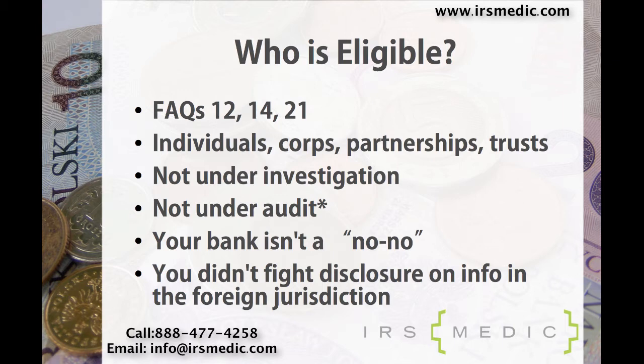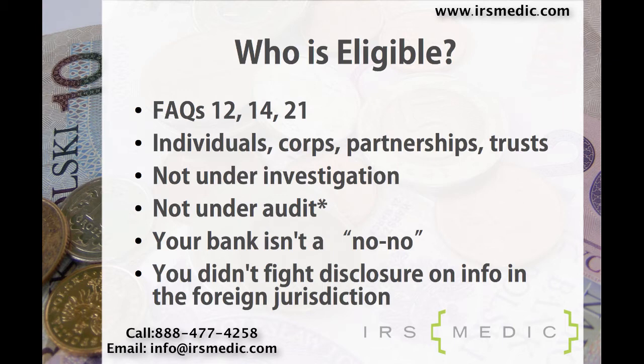Now, as you notice, I have an asterisk there. The reason is because we have a case pending where the individual was under audit, but he was not under audit for his offshore accounts. He was under audit for some domestic income, self-employment income, and he just happened to have offshore accounts as well. So that is a case where the FAQ doesn't tell you that, but that's something where you might be able to get into the Offshore Voluntary Disclosure Program.